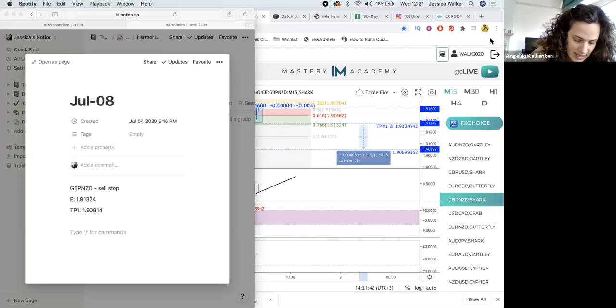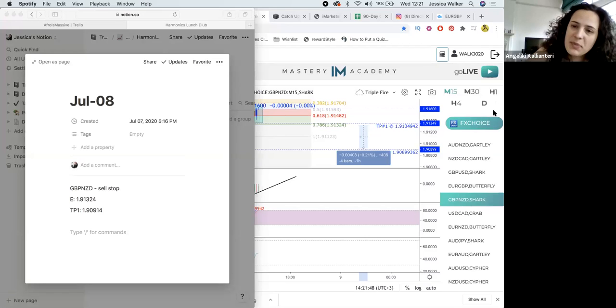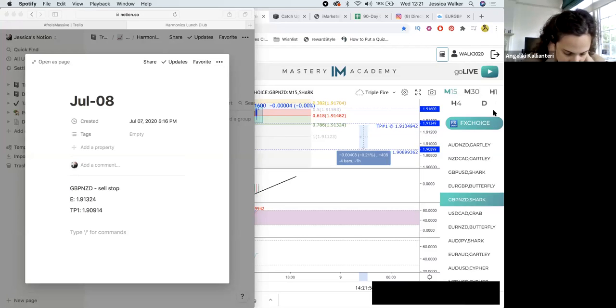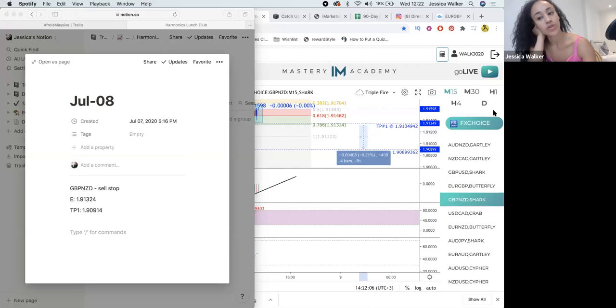And my other sell stop is, sorry. So we're not far off then. No, there's a bit of a difference. I wish I could share my screen. And the other one is entry at 1.91329, and take profit 1.90899. Okay. And how do you feel about your analysis on that?